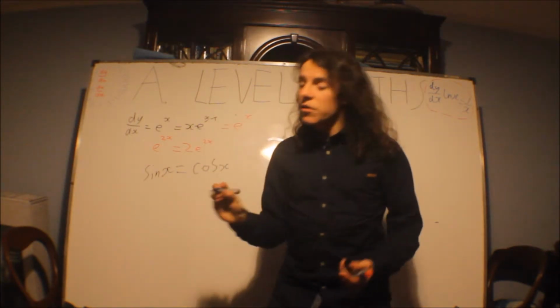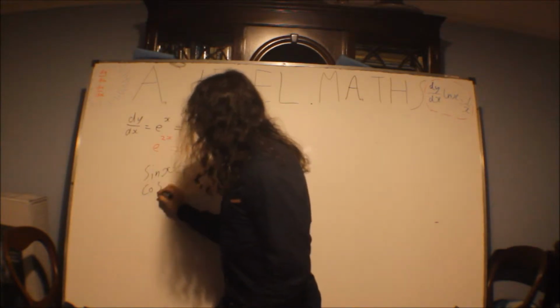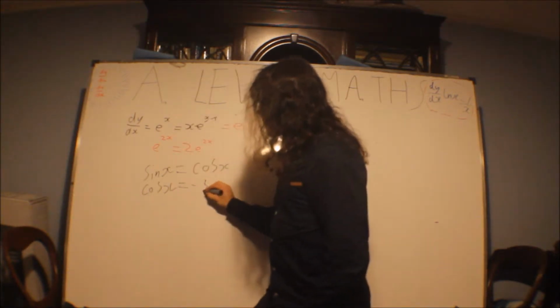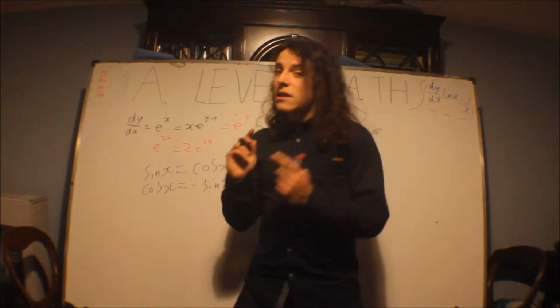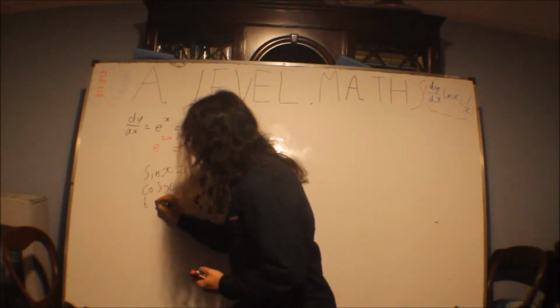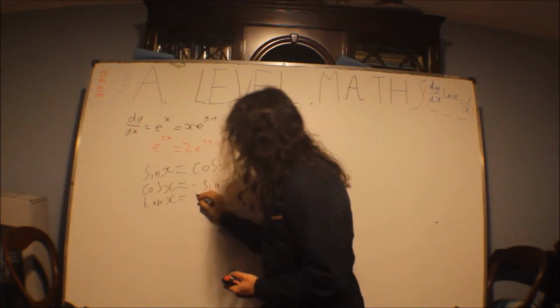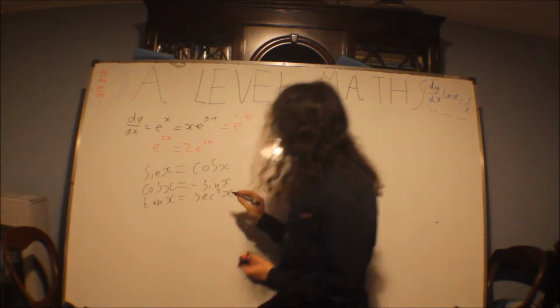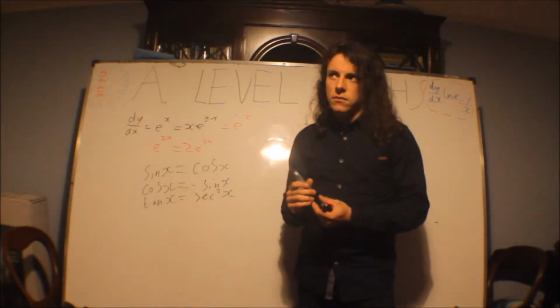If you differentiate cos x, it doesn't make quite as much sense, but it's pretty close. You get minus sine x. And if you differentiate tan x, this one's a bit of a killer. You get sec squared x. And then in a question you might have to convert that to 1 over cos squared x.